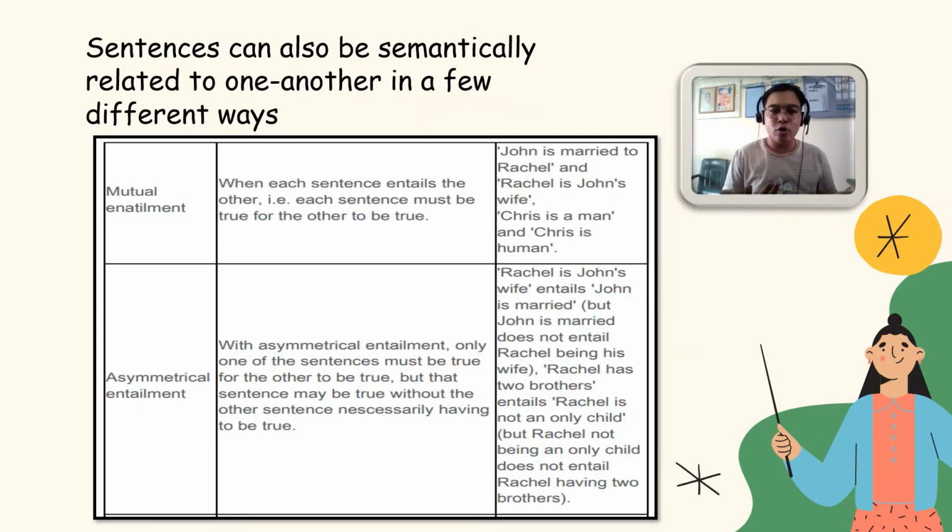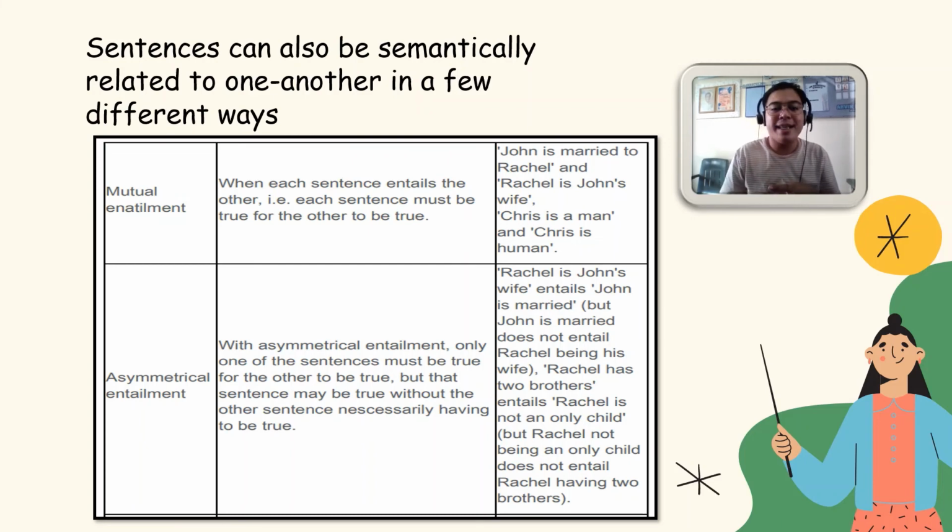The first one is mutual entailment. Second is asymmetrical entailment. What's the difference between the two? Let's have first the mutual entailment. When we say mutual entailment, it means that each sentence entails the other, so each sentence must be true for the other to be true. So let us look at the example.